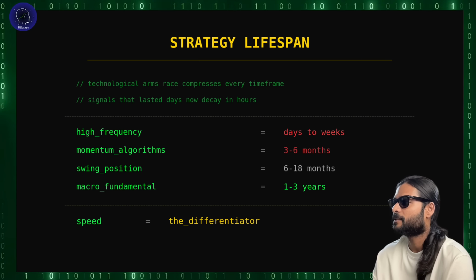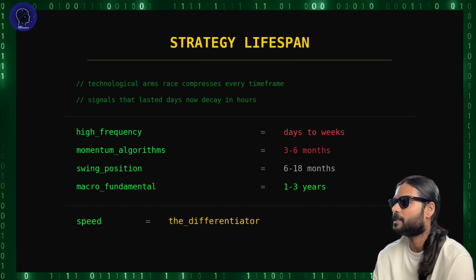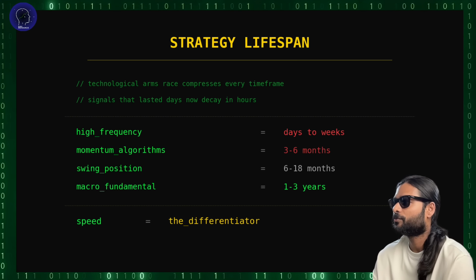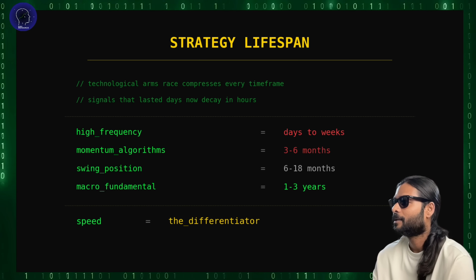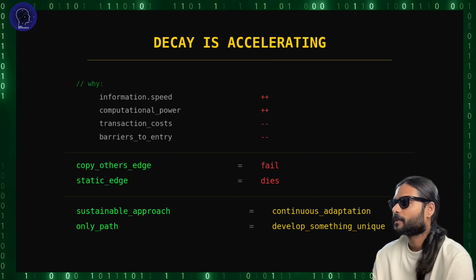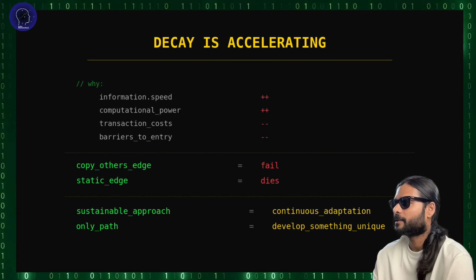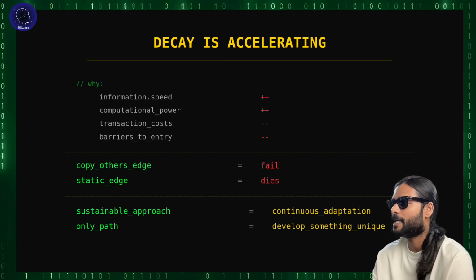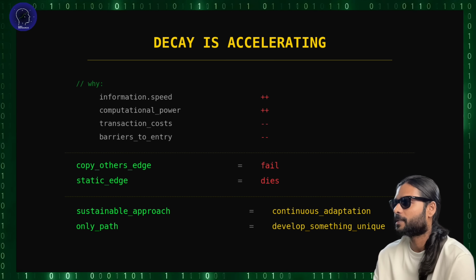High-frequency strategies last days to weeks. Momentum algorithms survive 3 to 6 months. Swing and position systems hold for 6 to 18 months. Macro and fundamental approaches may persist 1 to 3 years. The decay is accelerating. Information travels faster. Computational power grows. Transaction costs fall. Barriers to entry shrink every year.